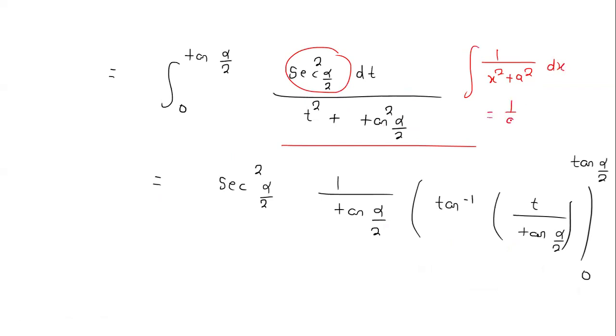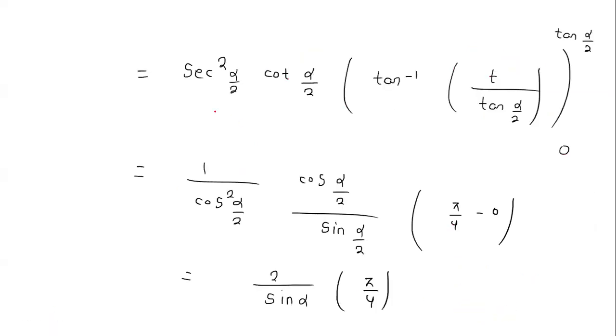So this integral is 1 upon a tan inverse of x by a. Here our variable is t, so it will become 1 divided by tan alpha by 2 times tan inverse t divided by tan alpha by 2. So this is a simple integral, and the limit is 0 to tan alpha by 2. So you can put that. After putting, it will become tan inverse 1 minus tan inverse 0. So this is pi by 4 minus 0. So the whole thing is pi by 4.